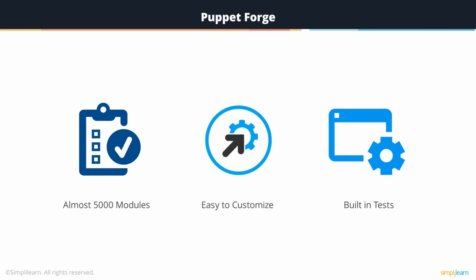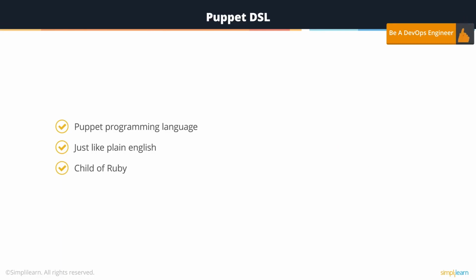So that's the benefit you get from such a large community where people contribute to the modules and the code and share with the community. The Puppet DSL. Puppet DSL is a Puppet domain specific language. It's Puppet's primary programming language. It's just like plain English, and you don't really need to be a programmer to write code in it. It's kind of a subchild of Ruby because it uses equal to and greater than marks to define things. So it's very easy to learn.